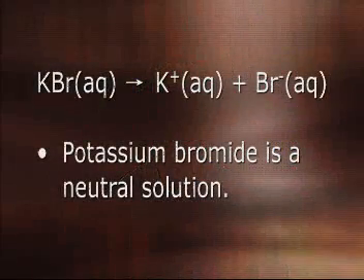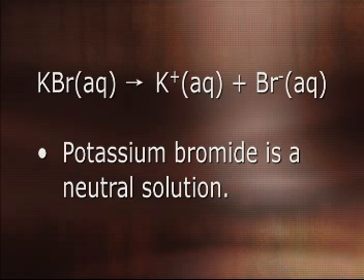Welcome back, students. Were you able to predict the nature of potassium bromide's solution? Potassium bromide is a salt of a strong acid and a strong base. The equation for its ionization looks like this. When it ionizes, it forms potassium plus and bromide ions. Since neither of these types of ions react with water, we know that a solution of potassium bromide in water is neutral.